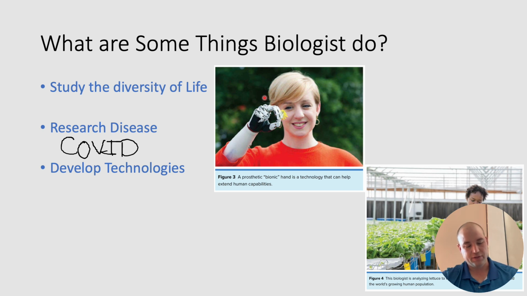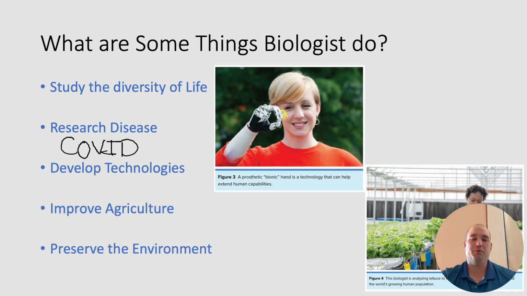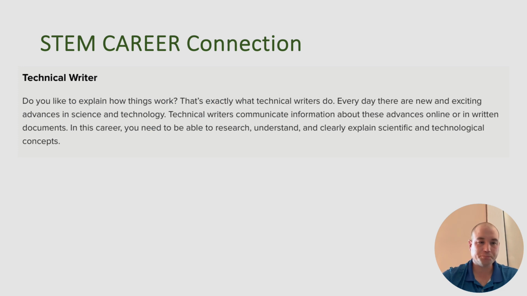So, for example, this individual has a prosthetic arm, and that prosthetic arm is computerized so that she's able to grab the daisy located right here. Again, a new technique in order to better somebody's life, improve agriculture, even preserve the environment for the long run. Again, all of these things are some things that biologists do.